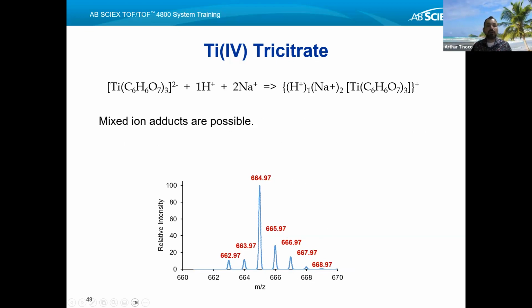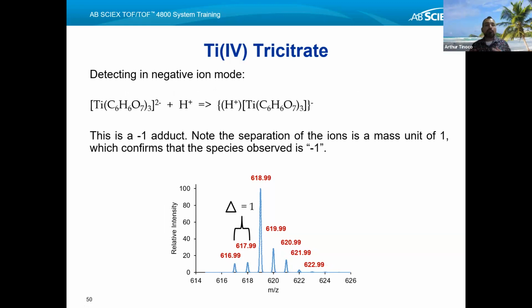Another thing is that you can have even mixed ion adducts, where let's say you have a mixture of proton and sodium adducts. That can happen. And here's an example where you have this theoretical mass spectrum that corresponds to the mixed ion adducts. Typically, you may see just proton adducts or the sodium adduct. It's rare to see this mixed ion, but if you do, then just keep that in mind as a possibility.